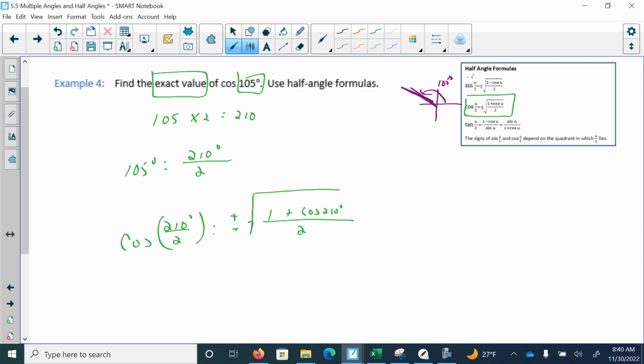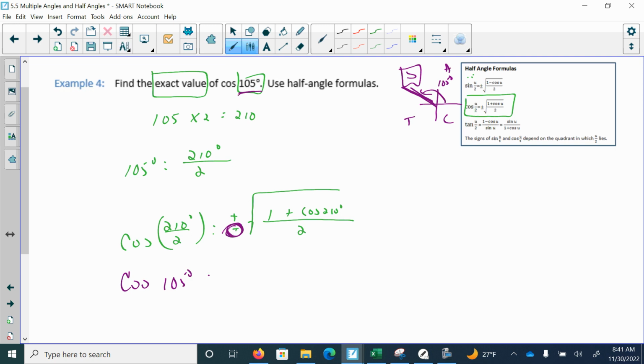If I'm doing the cosine, remember all students take calc? Hopefully you learned that. Well, anyways, the only thing that's positive in the second quadrant is the sine and its reciprocal, cosecant, which means that the cosine has to be negative. So I'm going to choose the negative symbol for this one, because I am actually finding the cosine of 105 degrees. I know 210 is in the third quadrant, and the cosine is also negative there, but I'm choosing this negative sign based on the 105.